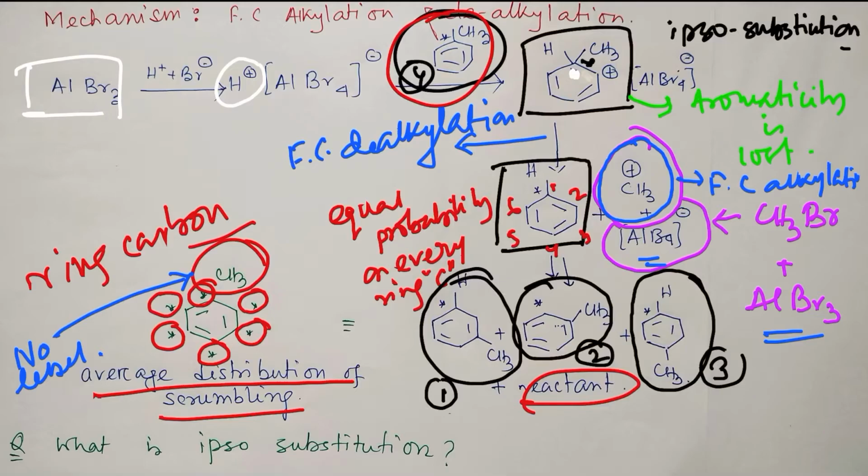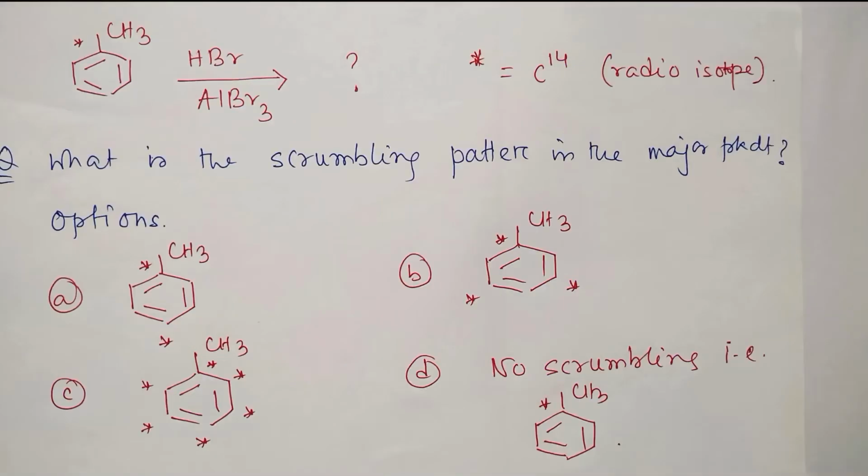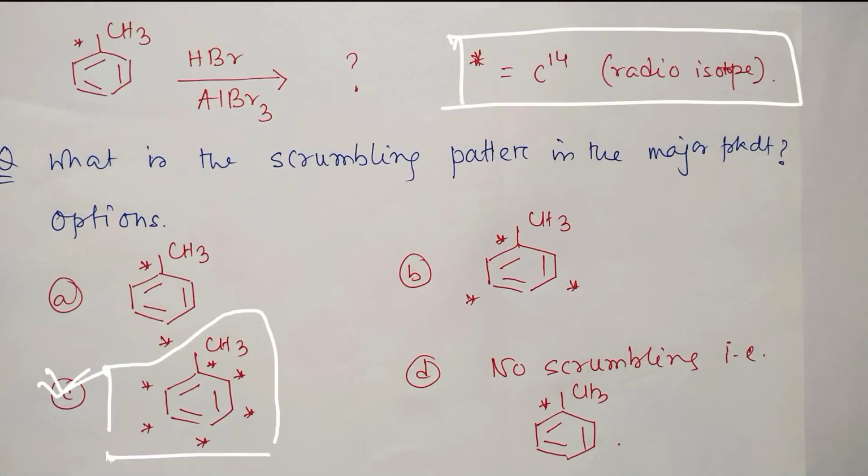And what is ipso substitution? Ipso substitution is nothing but aromatic electrophilic substitution at the position where the functional group is attached. You will understand this ipso substitution in the link of the dedicated video. Okay, so we have understood the scrambling will occur all over the molecule. So consequently, what will be our product, our answer? Our answer is this one. Now we have actually discussed radioisotope carbon, better to say carbon 14 isotope.